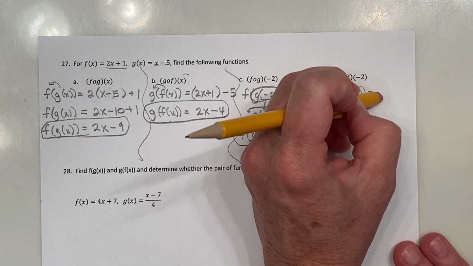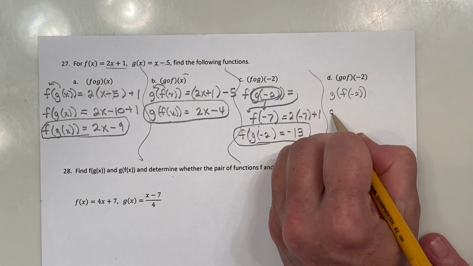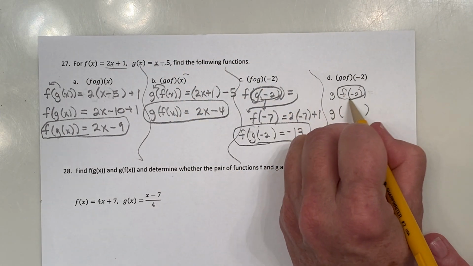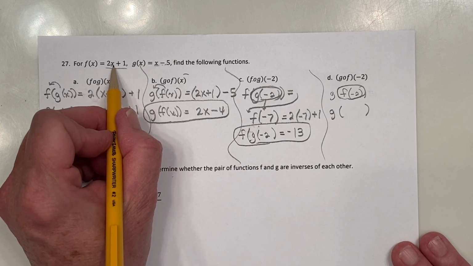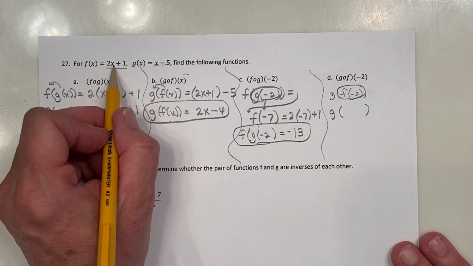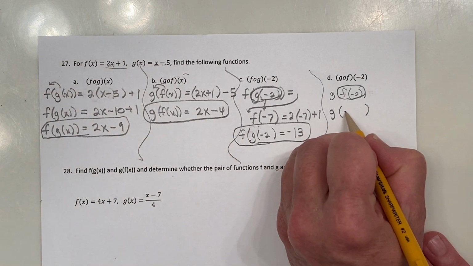I think I'm going to actually work down. I think it works best. So let's first of all find F evaluated at -2. So here's F, plug in -2. Let's see if we can do that mentally. That's -4 plus 1, that's -3.